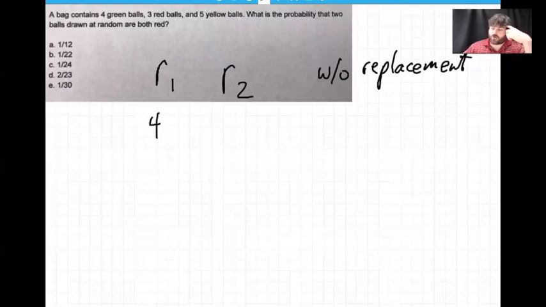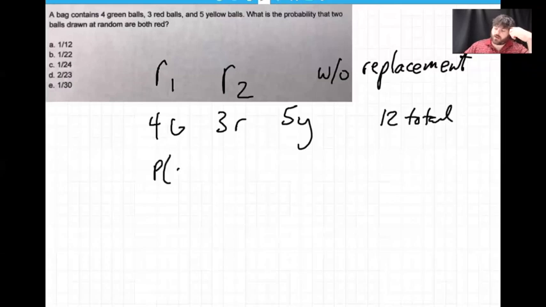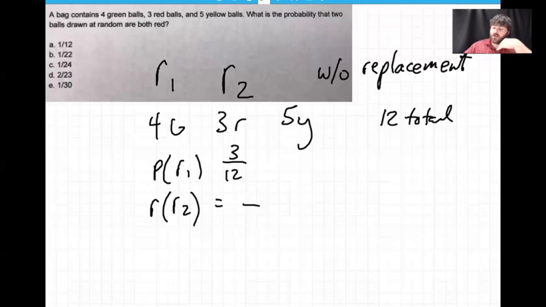So we've got 4 green, 3 red, 5 yellow. That's a total of 12. So if I pull out a red, the first one is a red, that's going to be 3 out of 12, or 1/4. Now, the probability of the second one being a red is only going to be out of 11 because I've already pulled 1 ball out. And there's also not 3 red left because I pulled 1 out. There's only 2 now. So there's only 2 reds out of a possible 11.